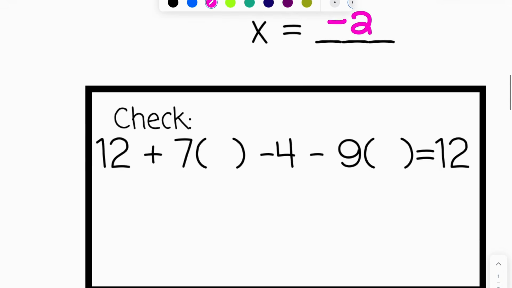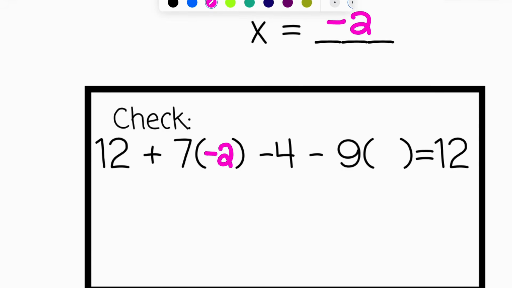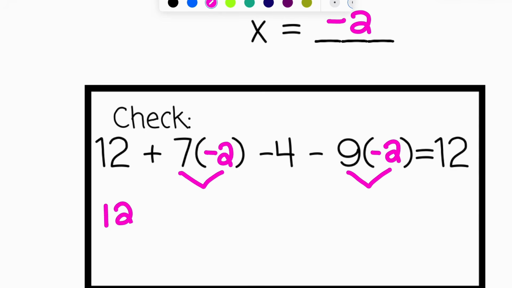All right, we're going to check that answer. So we start with our original equation. Everywhere where there was an x, I'm going to put a negative 2. And again, have to use order of operations. So we're going to multiply first. So 12. Now when I multiply this, I'm thinking positive 7 times negative 2, which is negative 14. So I'm actually going to write 12 minus 14. That sign just kind of takes over. Then bring down your minus 4. Then when I multiply this next one, I'm thinking negative 9 times negative 2, which is positive 18.